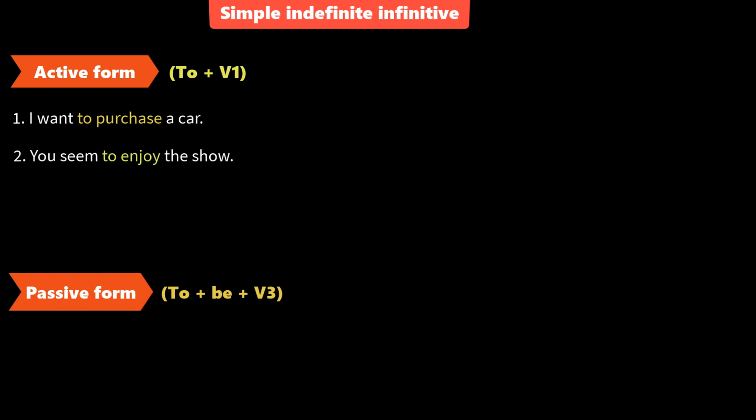Alright? Let's look at the next example. I have decided to marry her. I have decided what? An action. What is that? To marry her. I have decided to marry her. So to marry is the simple present infinitive here. Guys, one thing to note here.